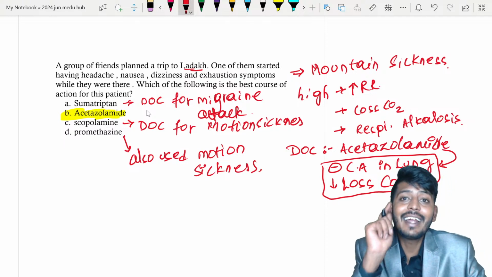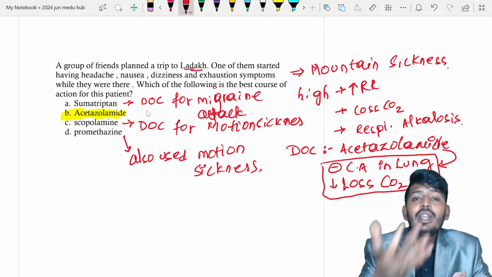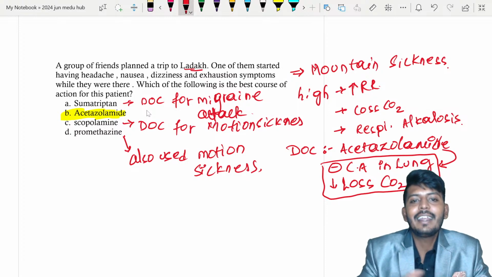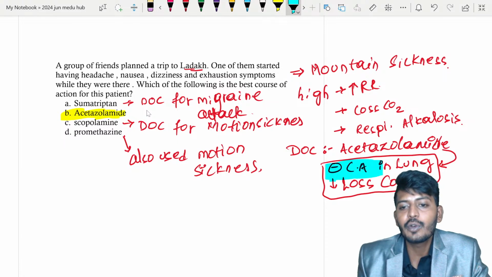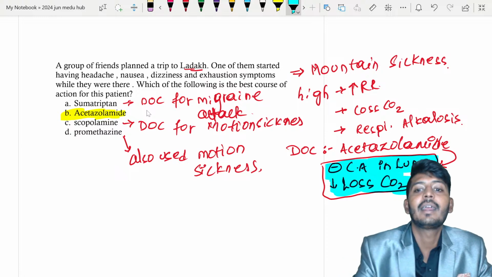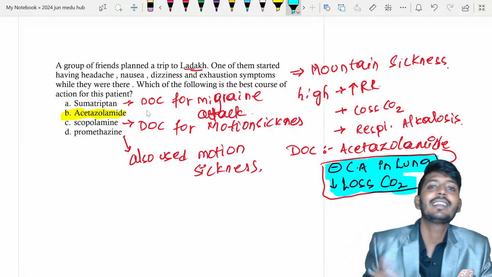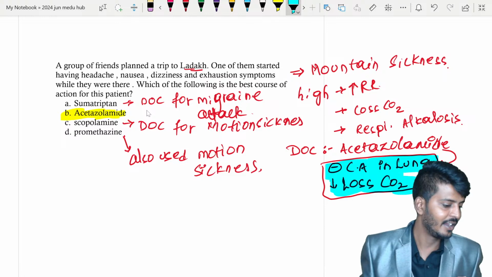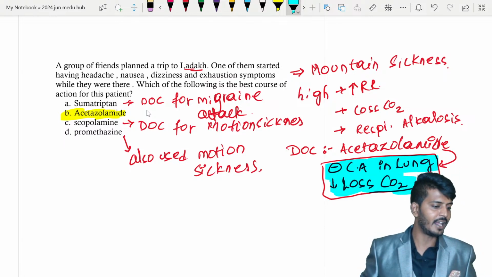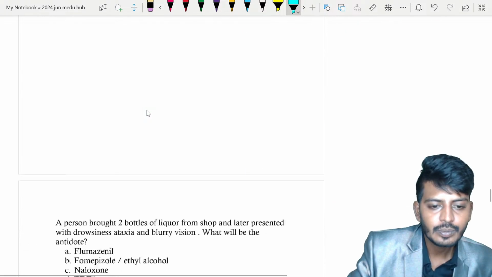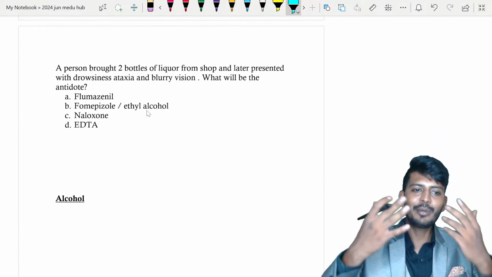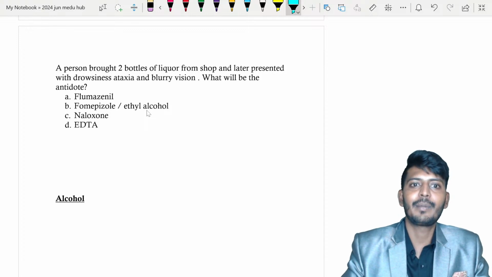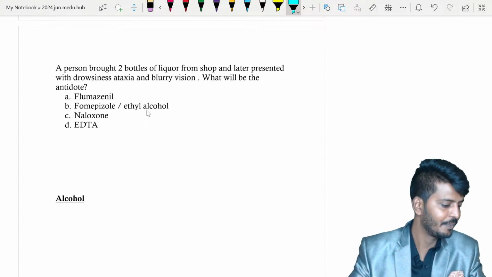We think that it works only in the kidney. It does not work only in the kidney; it will also work in the respiratory tract. We just remember the PCT, so that we get confused when the question is asked. Acetazolamide in mountain sickness, the action is in the lungs, not in the kidney. I hope it is clear. So the confusion should not be there. It should be very clear.